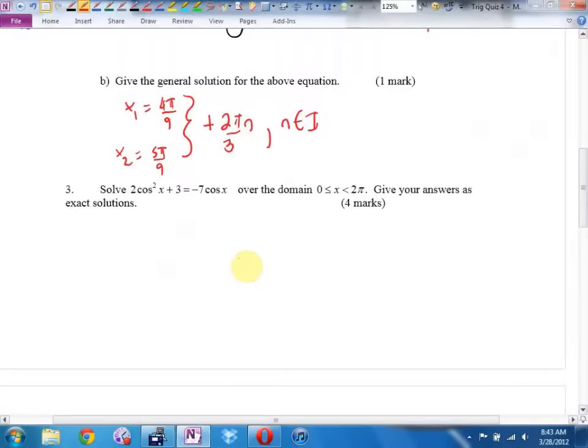Example 3. Solve that. What kind of an equation is it? It's quadratic. How do I know? It's got a squared. So, first thing I've got to do is make it equal to 0.